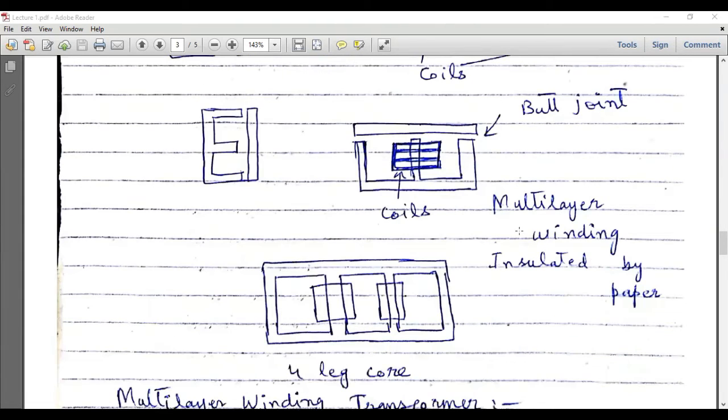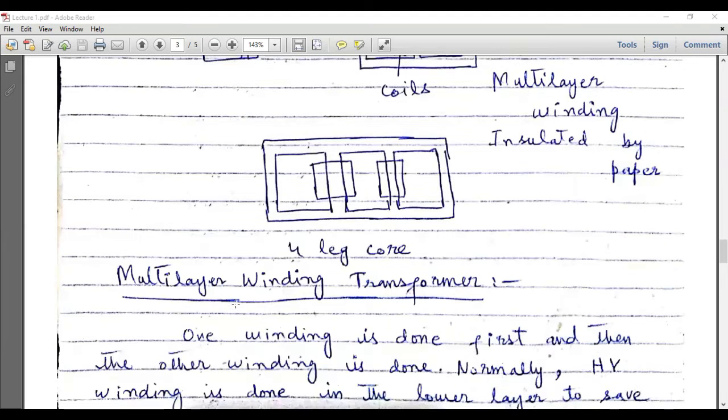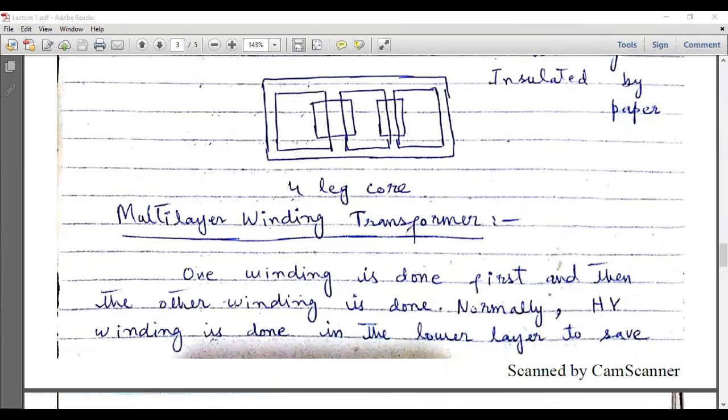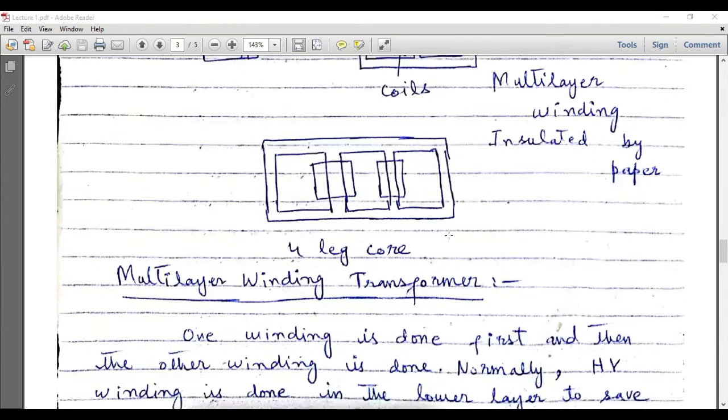So multi-layer winding can also be used in a transformer, and the multi-layer winding is very beneficial. In that case one winding is done first and then the other winding. Normally the high voltage winding is done in the lower layer, and the low voltage winding is done on the upper layer, and in between there is an insulator, so that the primary winding and secondary winding are electrically isolated from each other.